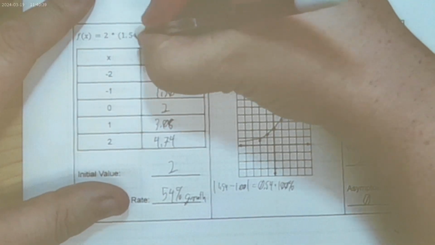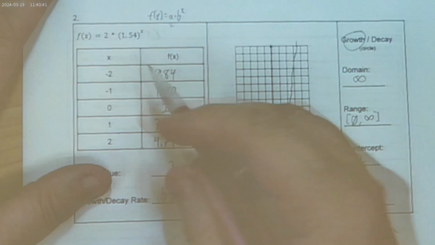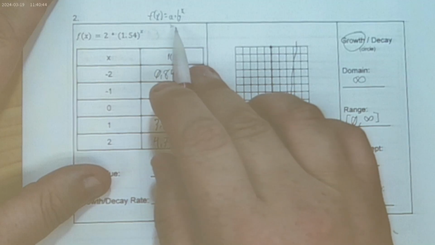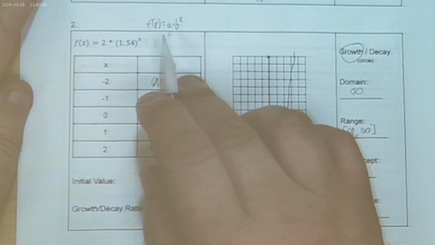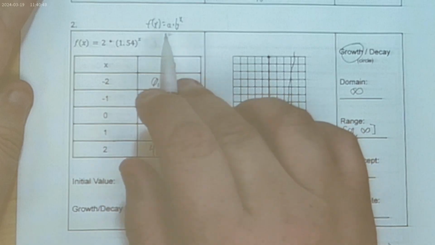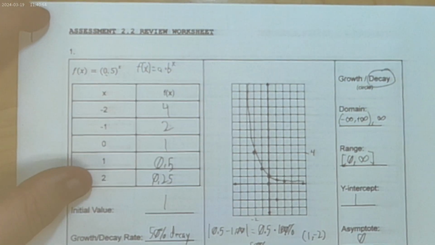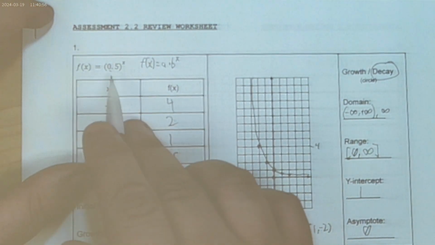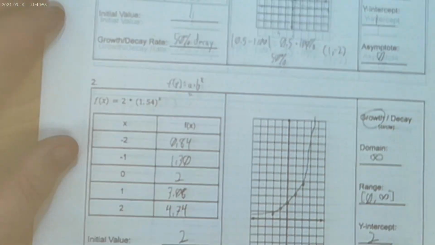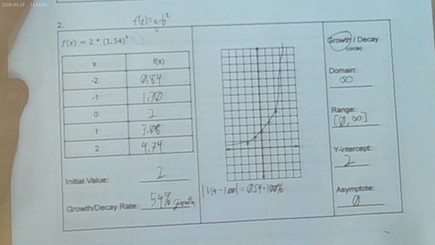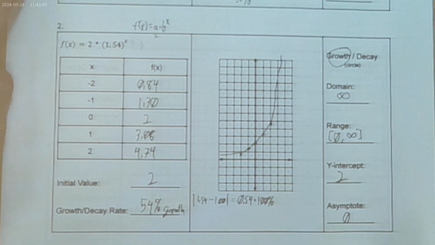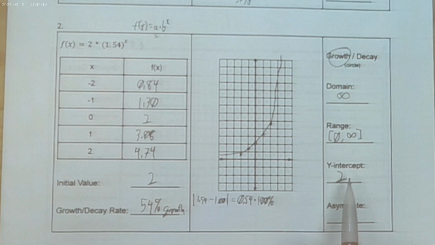If you just have this, or you just have f of x equals a times b to the x. If you have an equation of these forms, like this form here, or even the one above here, which is f of x equals 0.5 to the x power. Even if you have that, your y-intercept is going to equal your initial value. But it's really more of a coincidence, because this can always change based on your equation.